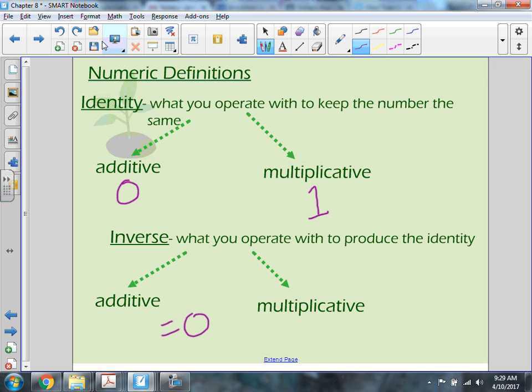The additive inverse is going to be the opposite. So it's the negative or the opposite. If I add the opposite, I get 0, or the identity. That is the additive inverse. If I multiply by the multiplicative inverse, I get the multiplicative identity. In other words, what do I multiply a number by to get 1? And the answer is going to be the multiplicative inverse, or the reciprocal.